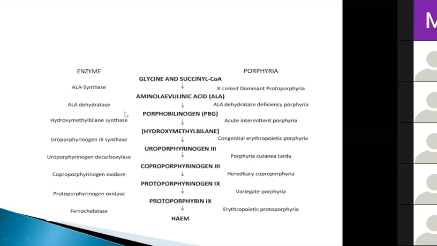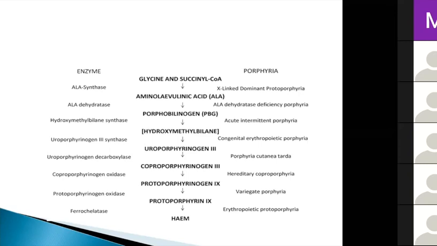Porphobilinogen is very important because for diagnosis of most of the acute porphyrias, we need to check its levels in urine. So it's quite important. Porphobilinogen will condense with 3 other porphobilinogens with the help of an enzyme known as hydroxymethylbilane synthase, also known as porphobilinogen deaminase, to form hydroxymethylbilane. Hydroxymethylbilane will be acted upon by an enzyme known as uroporphyrinogen 3 synthase to form uroporphyrinogen 3.